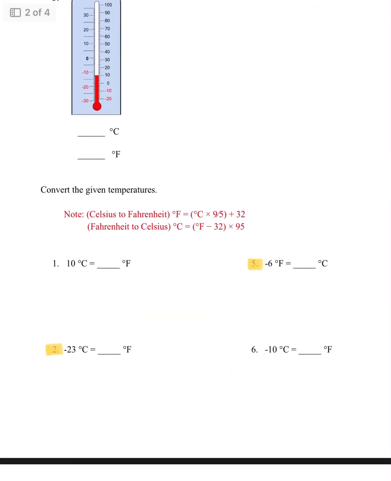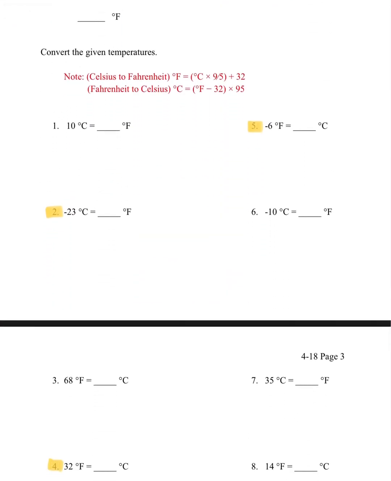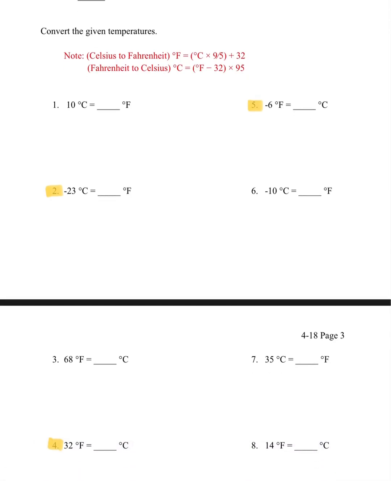Moving on. It says convert the given temperatures as our directions. So our note says, for Celsius to Fahrenheit, we get Celsius times 9 over 5, a fraction, plus 32. And for Fahrenheit to Celsius, we get Fahrenheit minus 32 times 5 over 9. I'll be going over number 2, 4, and 5. So let's start with number 2 first. We have to convert from Celsius to Fahrenheit. So we're going to use exactly this equation.